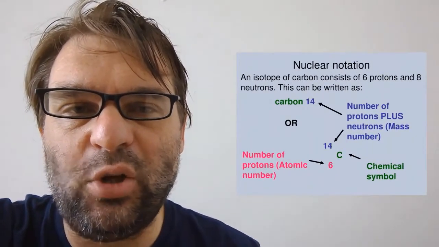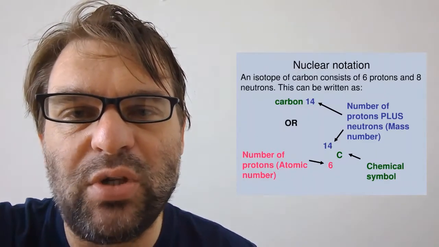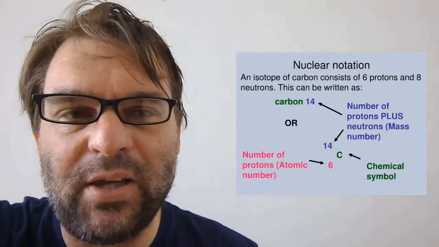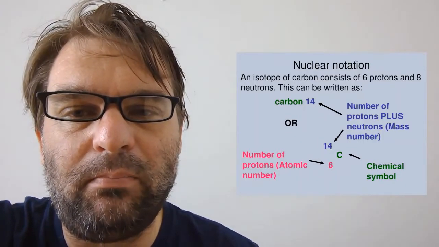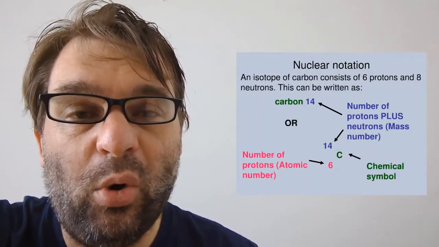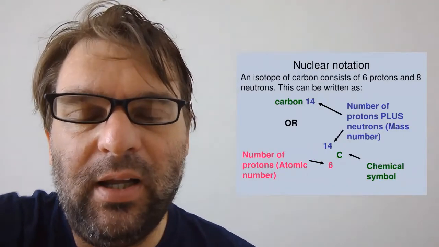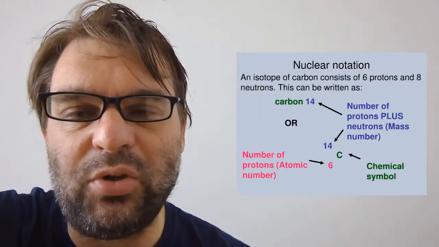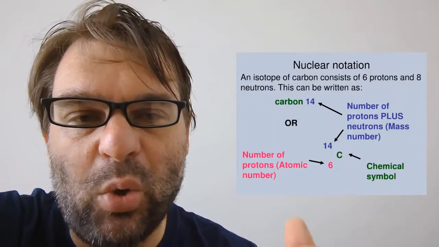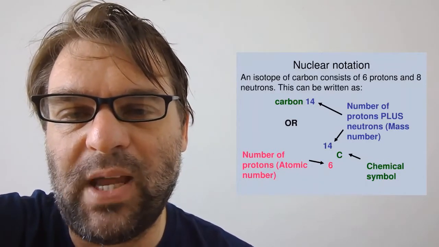In terms of nuclear notation, there are 2 types that you could be asked to use. You have the atom name plus the mass number, say, carbon-14. Or you would have this nomenclature where you have the chemical symbol in the middle, the mass number above the chemical symbol, and the number of protons below the chemical symbol. So there are 2 possible notations that you could be asked to use.